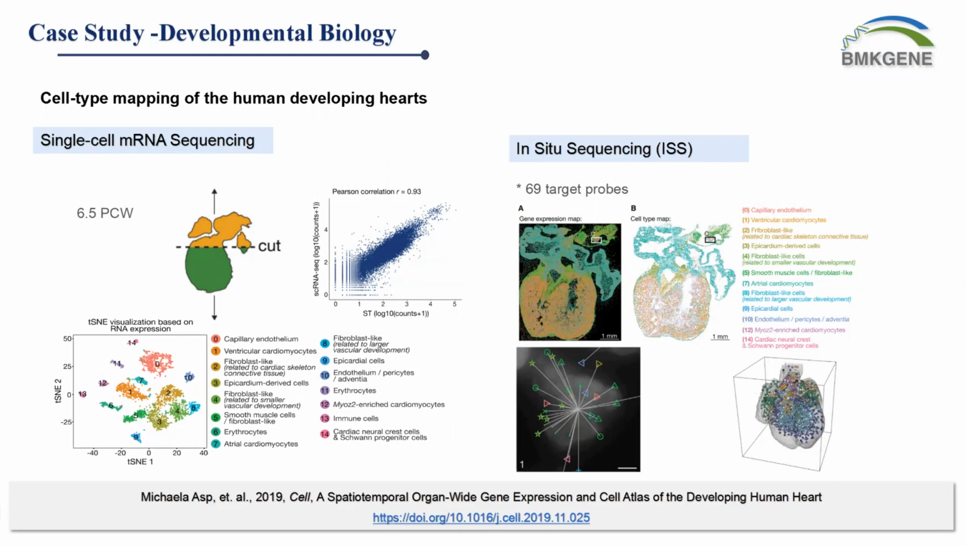And they have done many different sections in 3D structures. So by the end of this paper, they introduce this 3D model of this developing heart. So this is a very good study on how to use spatial transcriptome sequencing in developmental biology.